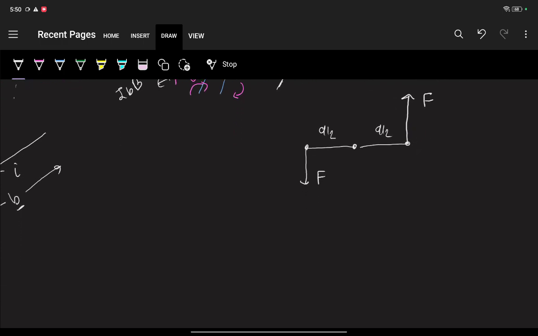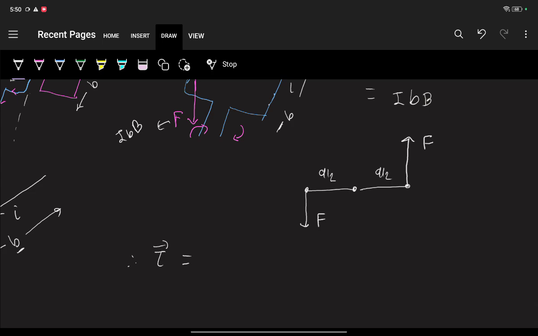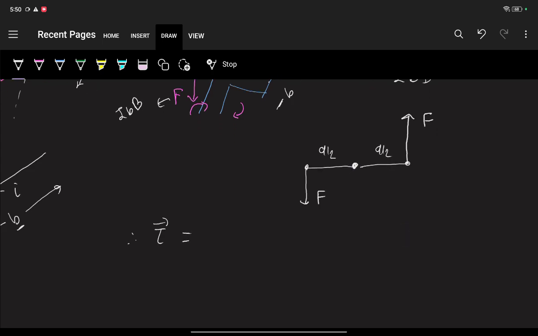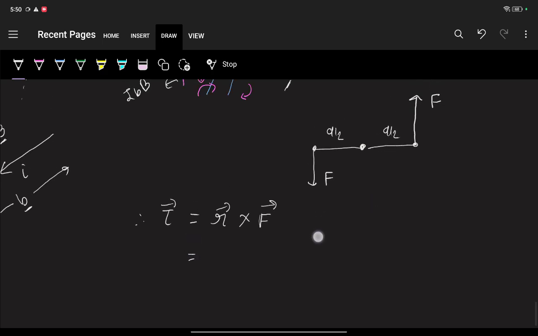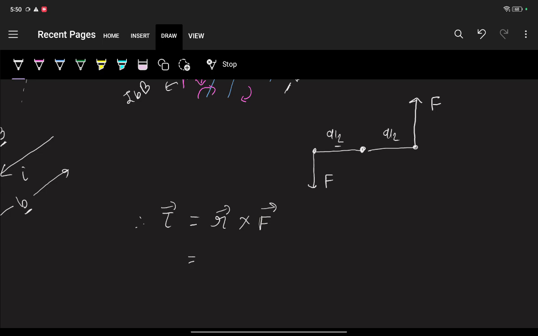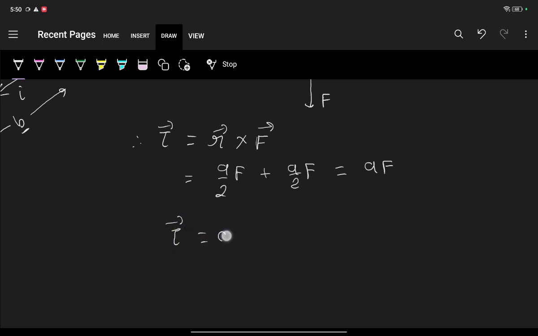According to rotational motion, if there are two couple forces, the system will rotate. Who will cause the rotation? These forces, right? Torque is given by what? R cross F. So what is the perpendicular distance? It is a by 2 into F for both the cases, which is simply a into F. This is the total torque acting on the system.